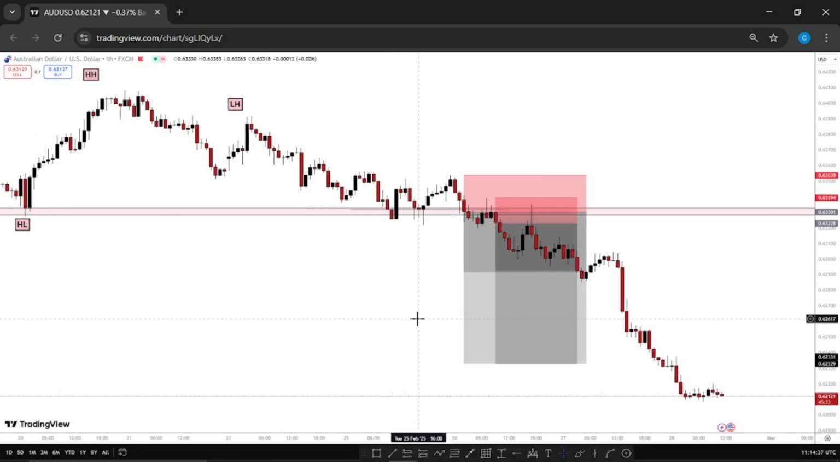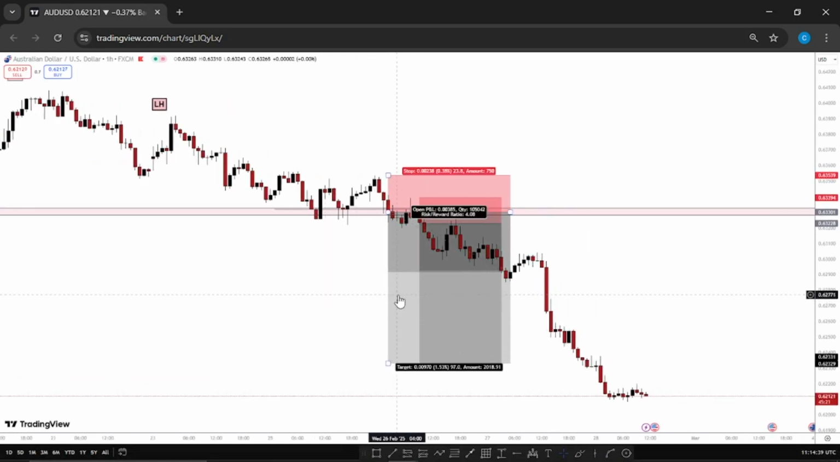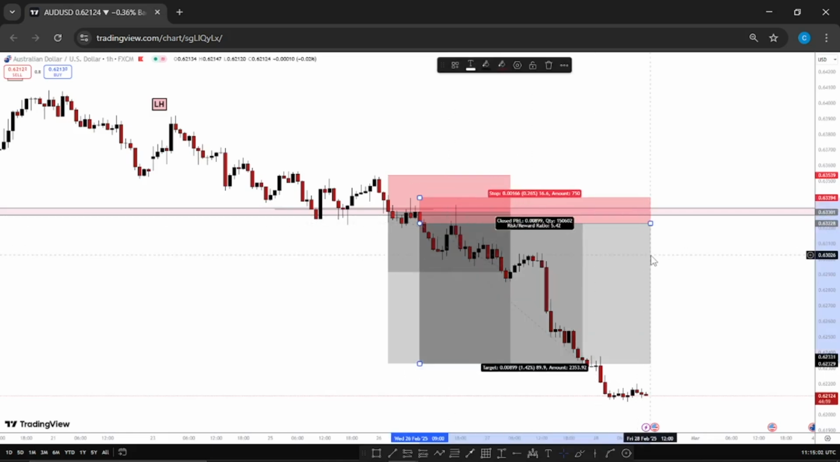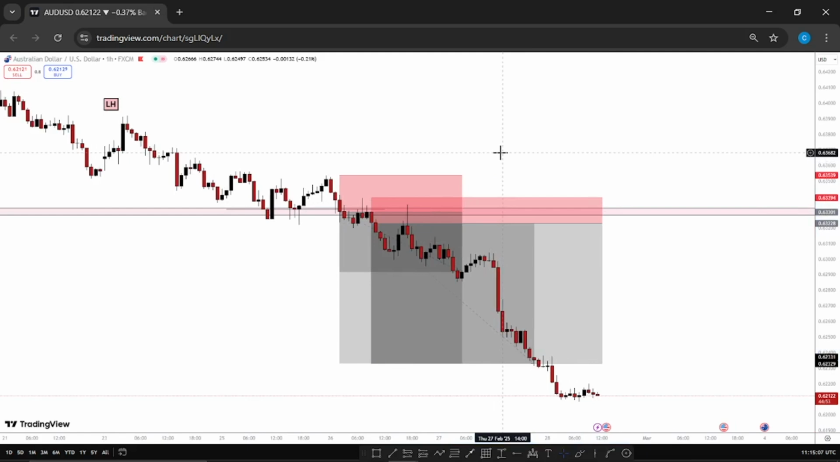So for my first entry, I was risking 23 pips to make 97 pips, giving me a risk to reward of 1:4. And for my second entry, I was risking 16 pips to make almost 90 pips, giving me a risk to reward of 1:5.42. As simple as that. So this way I was able to catch about 200 pips trading AUD USD.